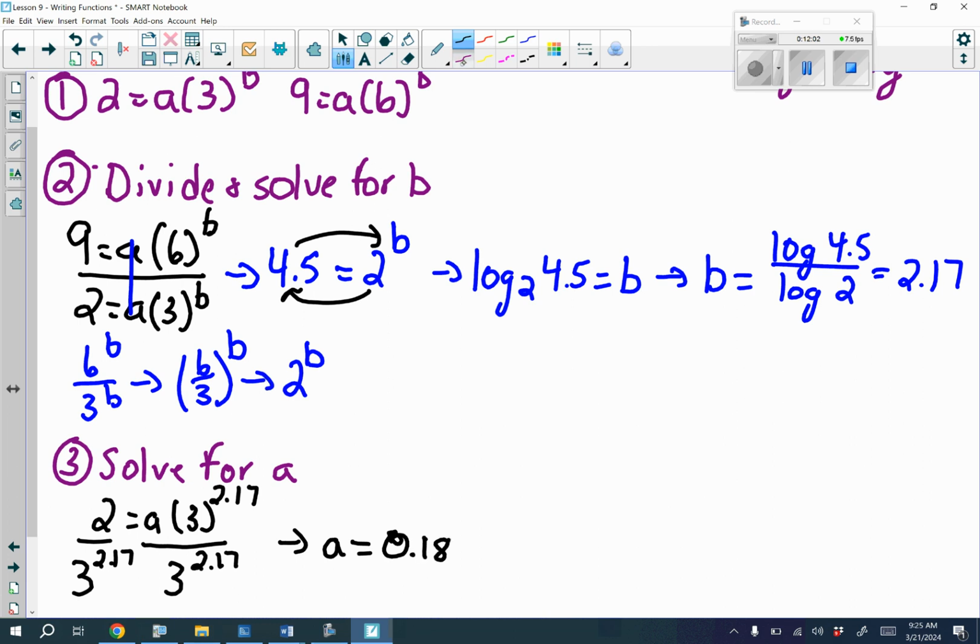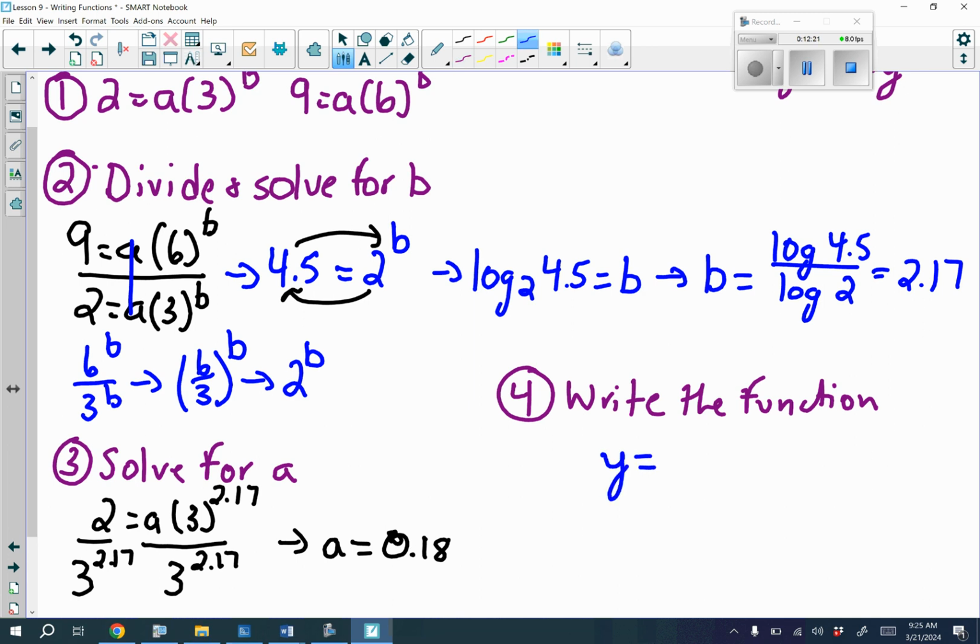Now, just like we did before, for our last step, remember, you got to write the function. So here I get y equals, our A value is 0.18. Remember, our base is x this time, and then my b is the exponent, so 2.17. And then that is my power function.